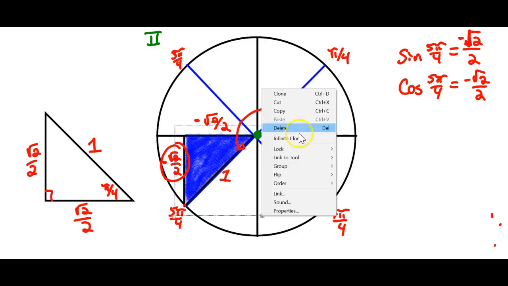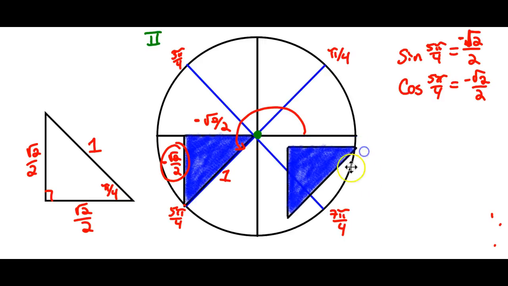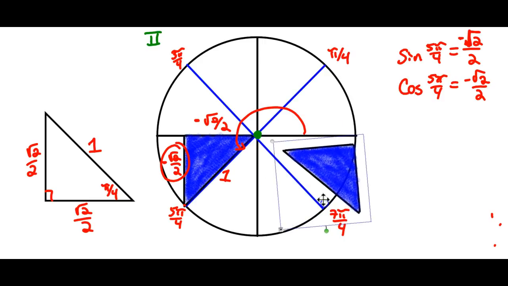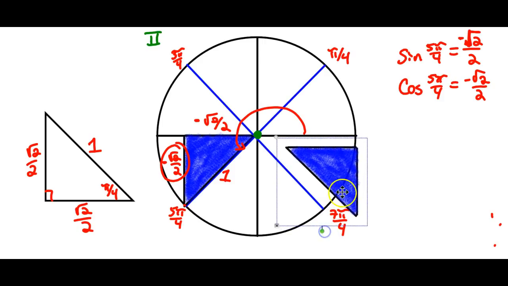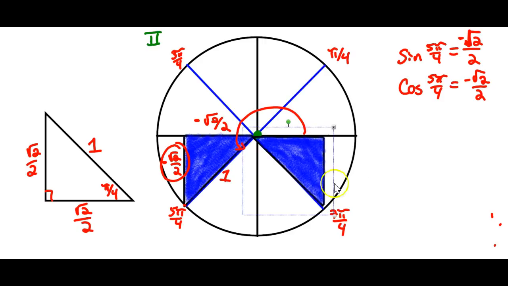It's easier than erasing everything. Let's see, what do they call it? Clone on this one. And let's just spin this thing around. Where does it fit in? Right there. It's the same triangle. And once again, I've got square root of 2 over 2, square root of 2 over 2 as the lengths of the sides of the triangle. Let's drag those over and put them in right here.